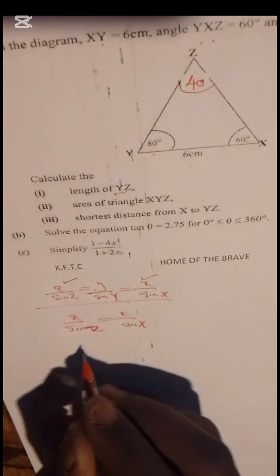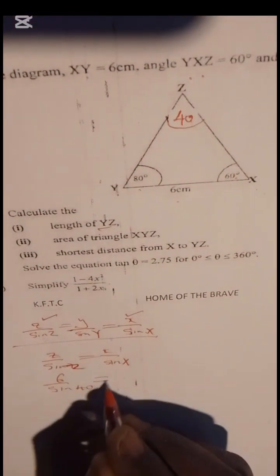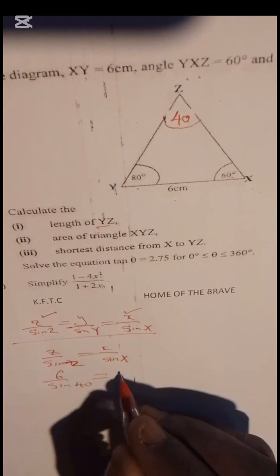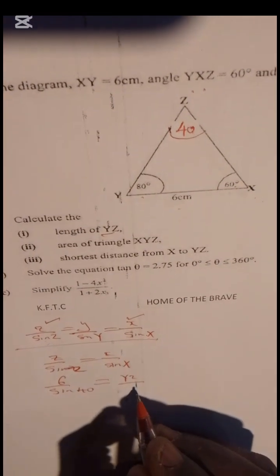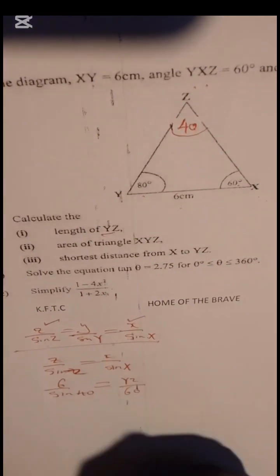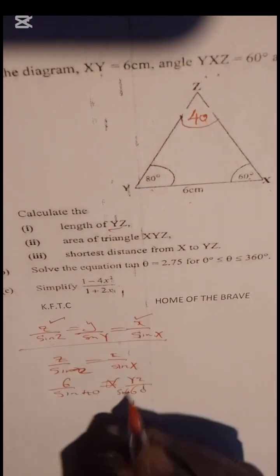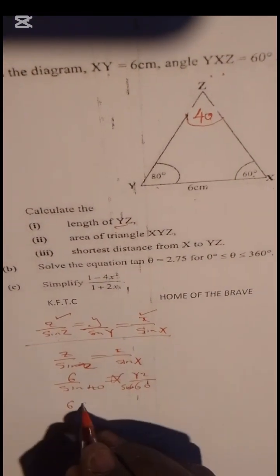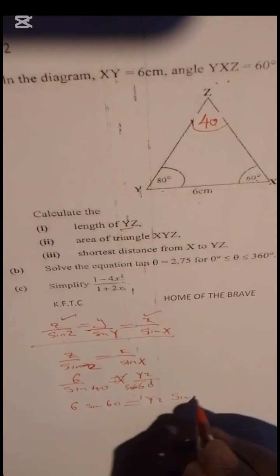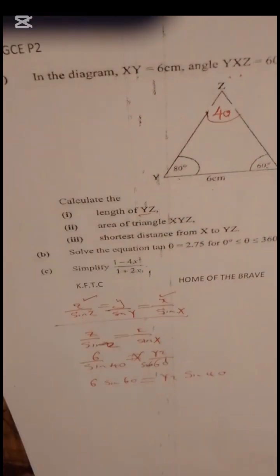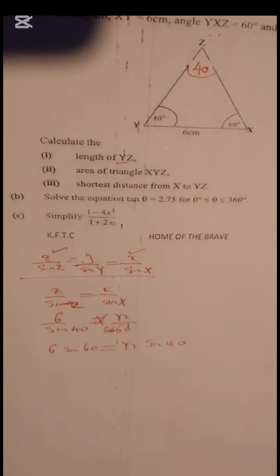So Z is 6, so 6 over sine 40 equals, what is X? X is YZ, so YZ over sine 60. That's what we got. From that end, we'll cross multiply. So we are going to say 6 times sine 60 equals YZ times sine 40.